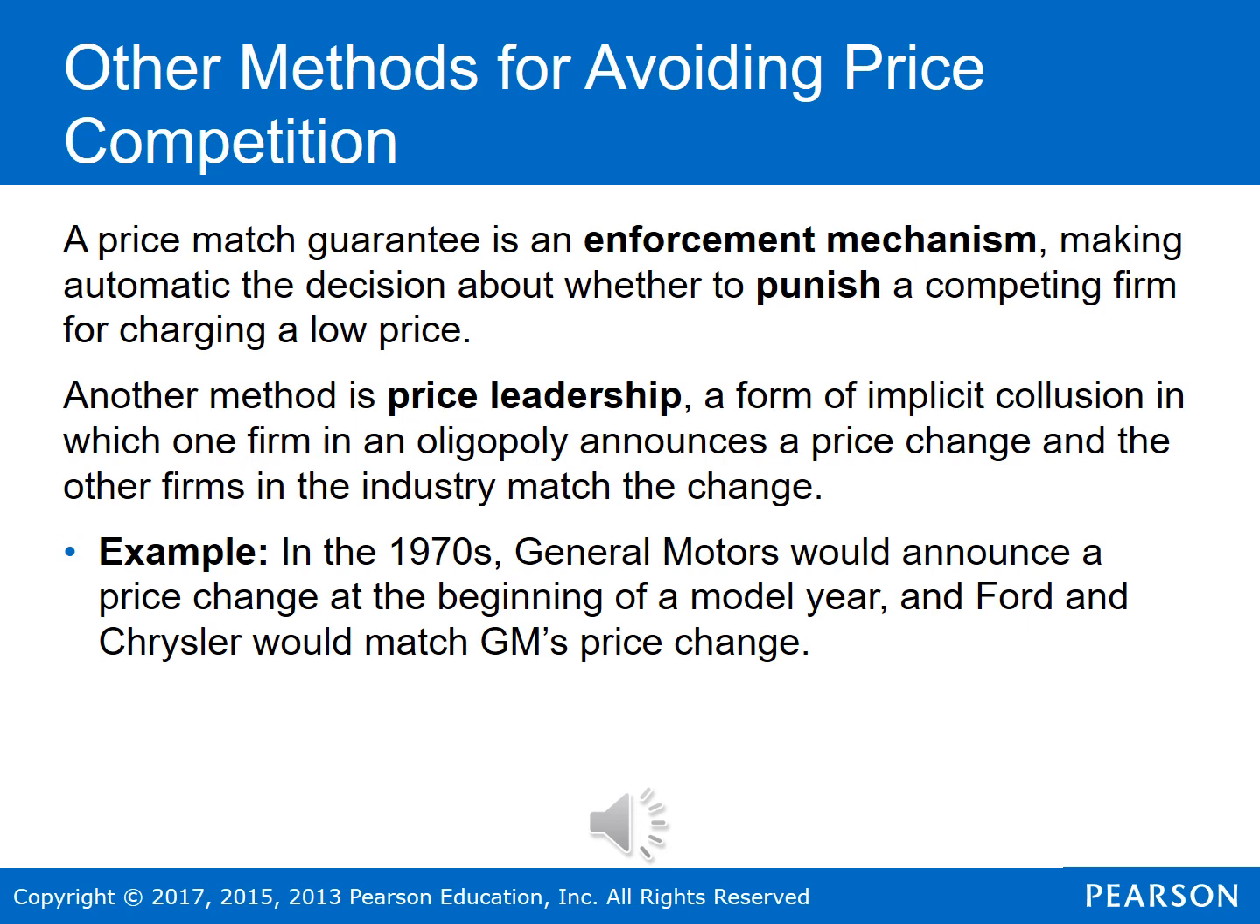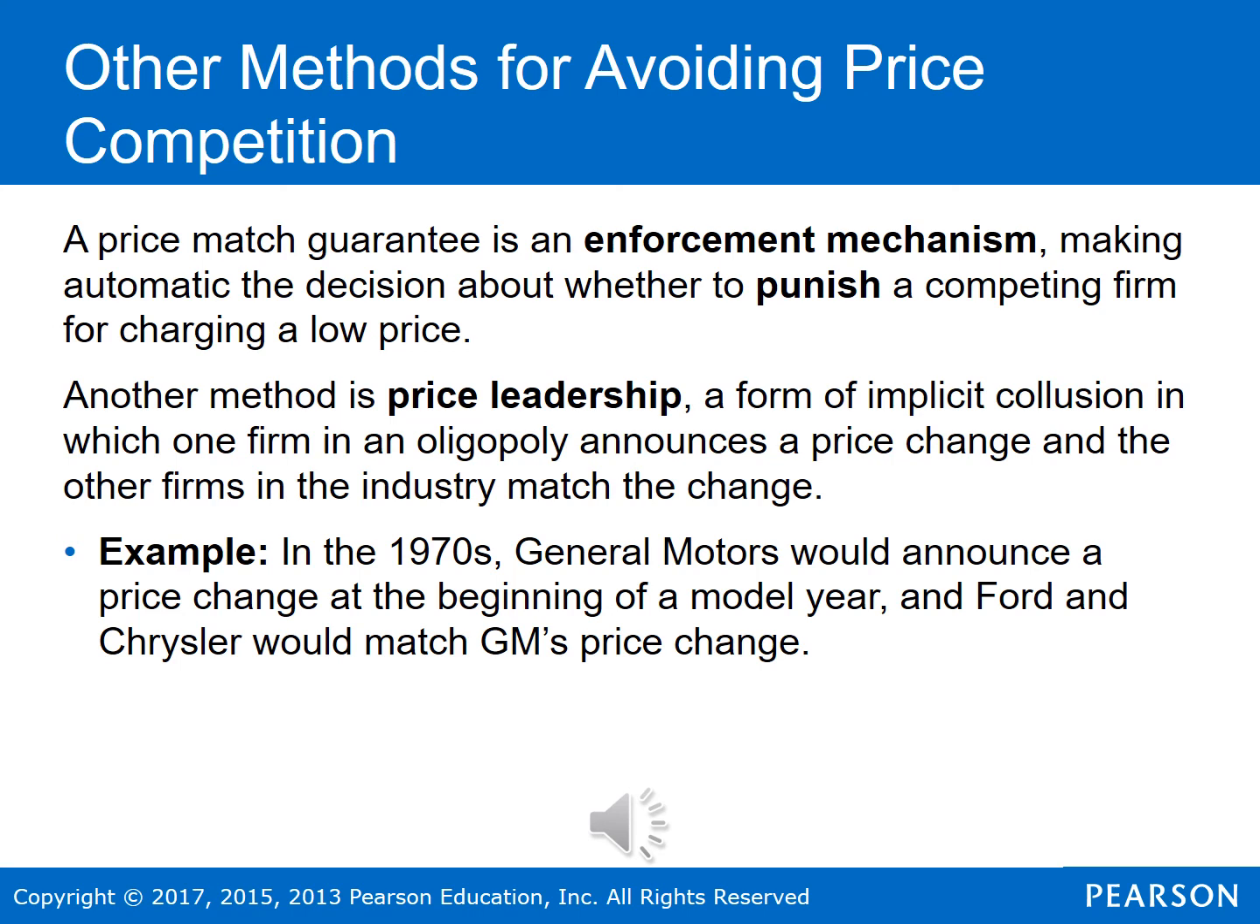On a previous slide, I mentioned punishment strategies for firms that go against the collusion or the agreed upon path. A price match guarantee is one such enforcement mechanism. It automatically makes a decision about whether to punish a competing firm for charging a lower price. So if Spotify and Apple are initially both charging $14.99 a month, and Spotify decides to lower their price to $9.99 a month in order to increase their profits, Apple could advertise a price match guarantee. So if Spotify lowers their price, you can automatically get a lower price for Apple's streaming product. That's a way to prevent Spotify from lowering their price to try to chip away at Apple's customer base and increase their profits.